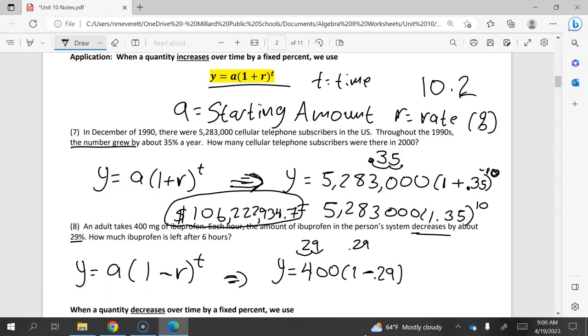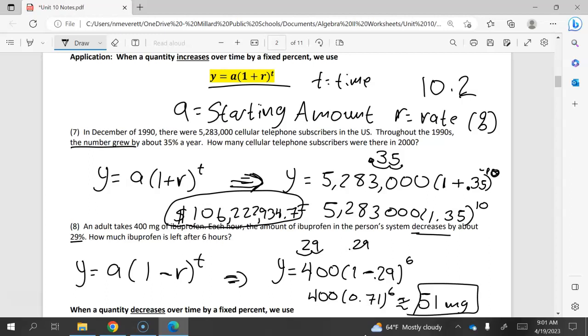and raise that to the, it gives you the time as 6, so we're going to raise that to the 6th power. Actually hang on, let's erase some stuff here. I got a little too ahead of myself there. 1 minus 0.29, just type that into your calculator. You should get 0.71 to the 6. Once again, type that into your calculator. If you need help on how to type this in, please let me know. And then you should get out around 51 milligrams. It's going to be a decimal, but I'll just go ahead and round that. So it should be around 51 milligrams.